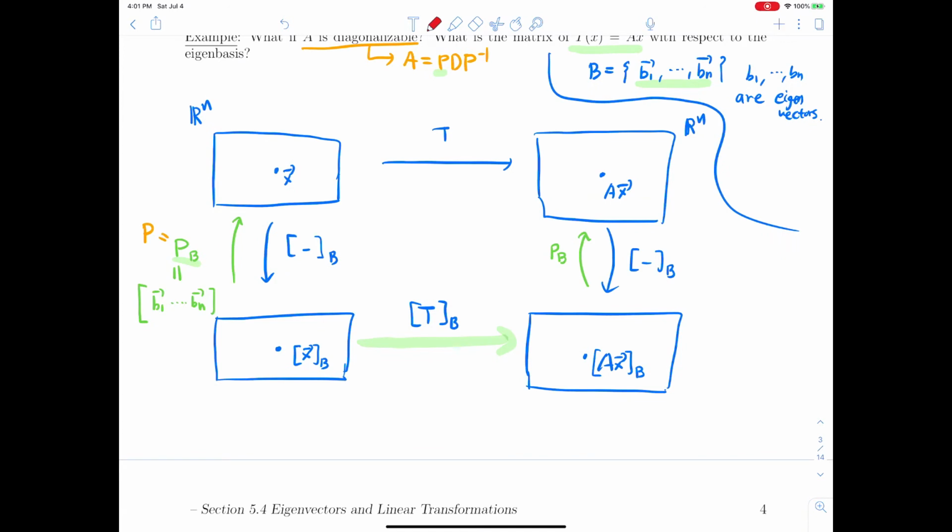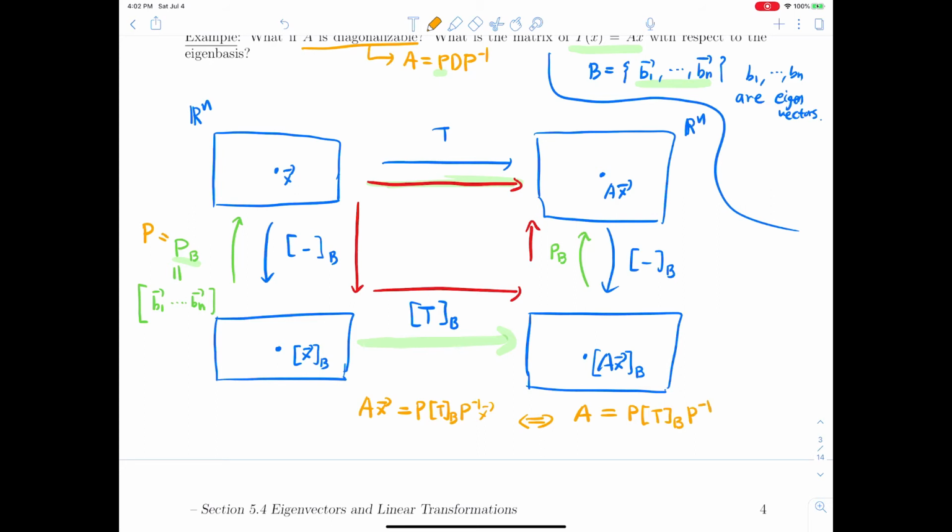So the point is that going from here to the right side is the same as going down, going right, and going up again. This part corresponds to multiplying A into the given vector x. But the detour is like you first multiply P inverse to x, then multiply by T in B-coordinates, and then multiply by P again. This is equivalent to having A equals P T sub B P inverse. But we already have a similar thing above, so we can conclude that T sub B equals the diagonal matrix D. Here, the lower horizontal map is multiplication by the diagonal matrix D.